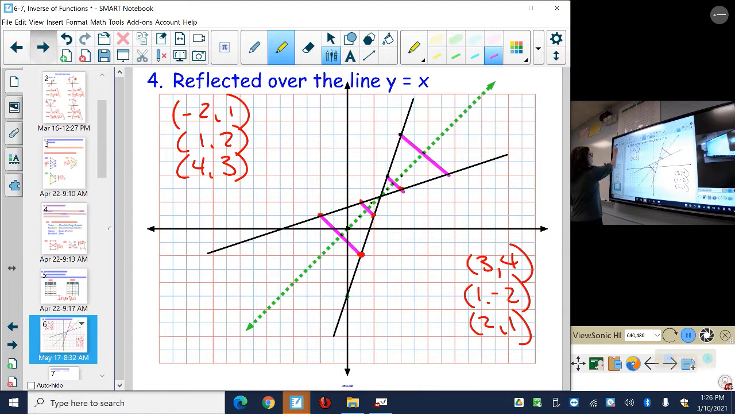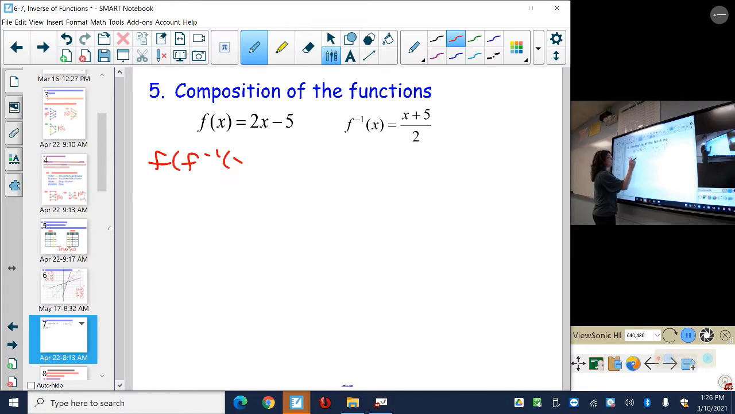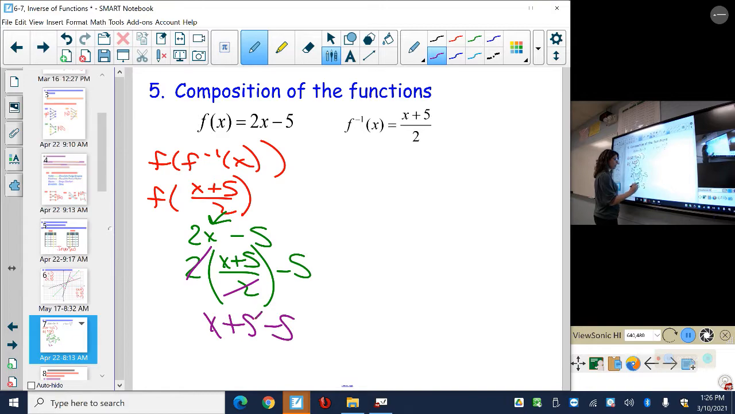Okay? And the last thing is the composition. So if I do f of f inverse of x, that means I'm taking my f function and I'm plugging in x plus 5 over 2 for it. My f function is 2x minus 5, and I'm going to plug that in for it. So that's going to be 2 times x plus 5 over 2 minus 5. The 2's cancel out, so you have x plus 5 minus 5. The 5's cancel out to give you x.